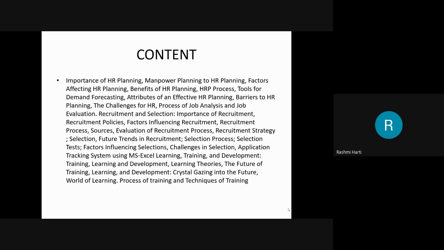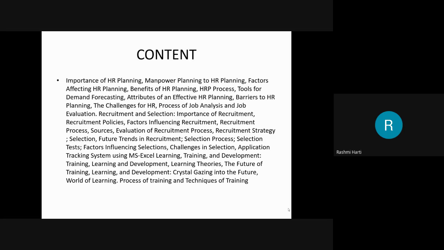And then you have the third part in module 2, that is selection. Here you will be looking into future trends in recruitment, process of selection, selection tests, factors influencing selection, challenges in selection, and then application tracking system using MS Excel.